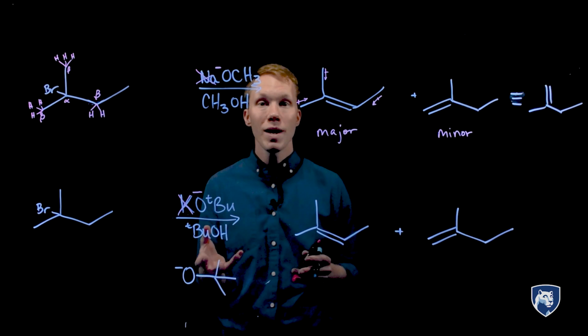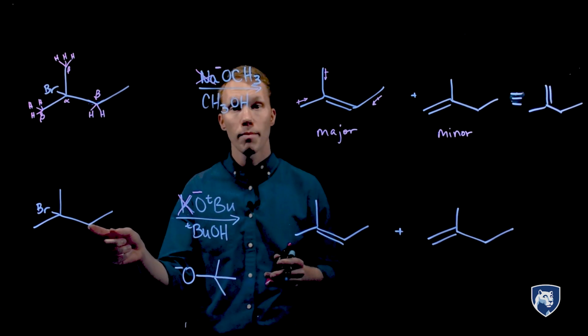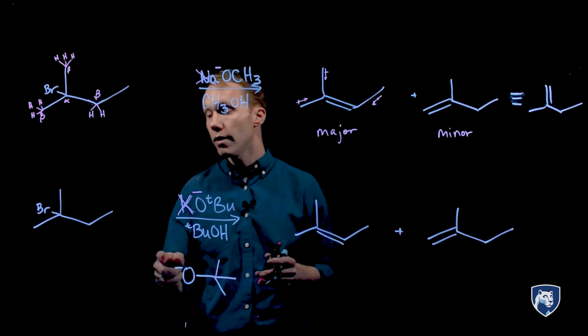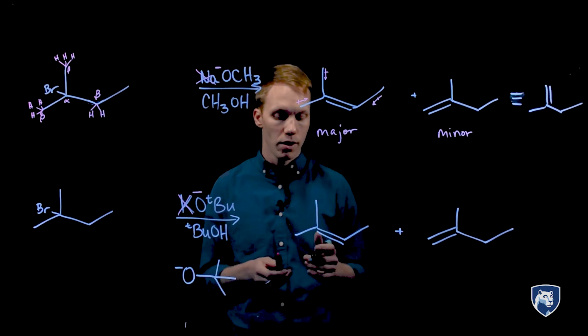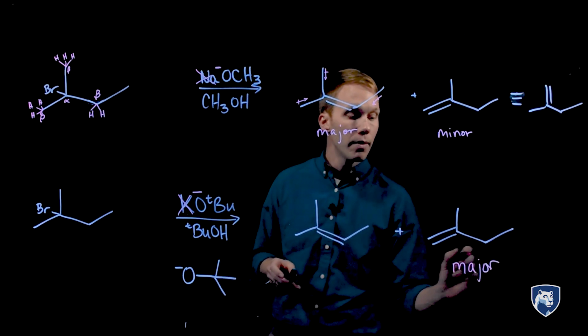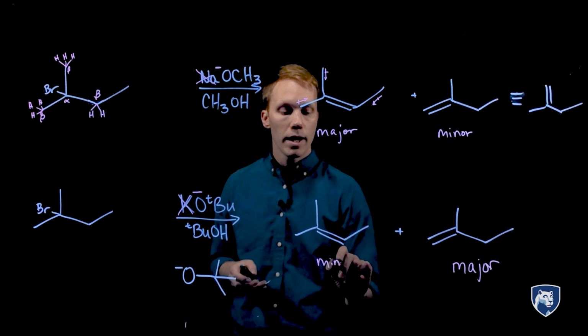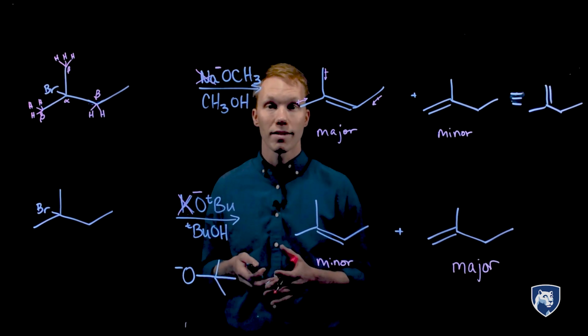As a result, it's too hindered. It is too large to get in and abstract a proton at the more substituted site. So the faster and easier process is to take a proton from the less substituted site. That makes the less substituted alkene the major product when we use a bulky base, such as potassium tertiary butoxide.